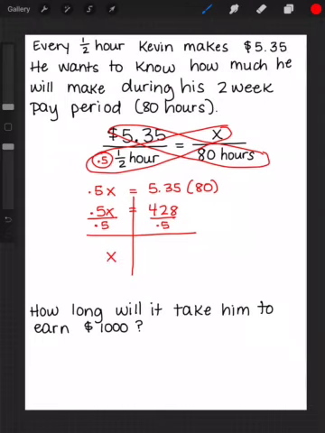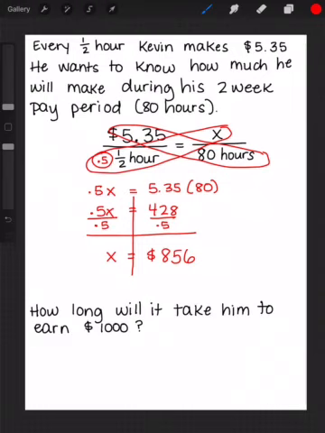So x equals 428 divided by 0.5, which gets $856. Okay, so in 2 weeks, in 80 hours, he's going to get $856. So then it says, how long will it take him to earn $1,000?